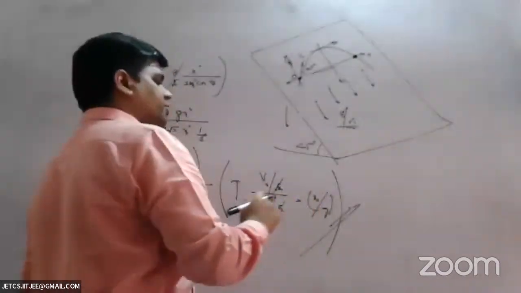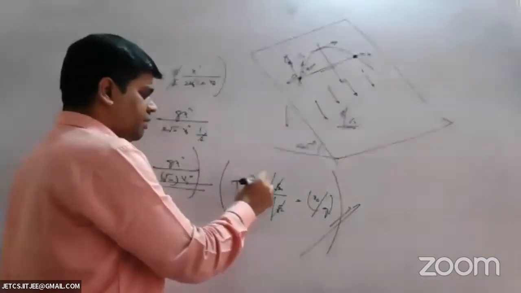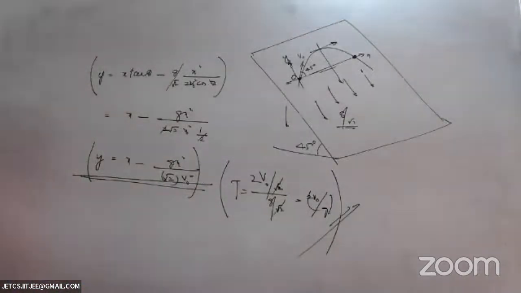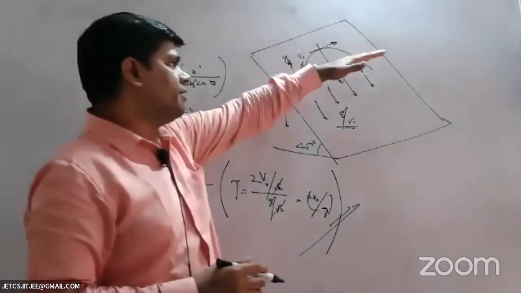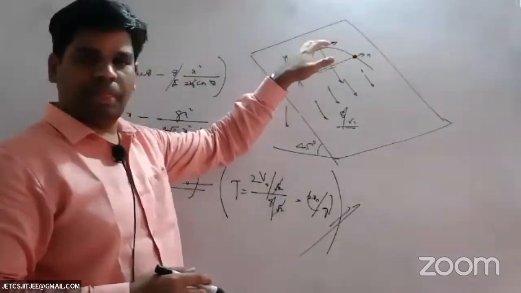2 times the time of flight. At time of ascent or time of flight, where time of flight is nothing but 2 times of this one. So 2u by g is my time of flight. Time after which the particle will again come back to the same level on this inclined plane is the time of flight, which is twice the time of ascent.